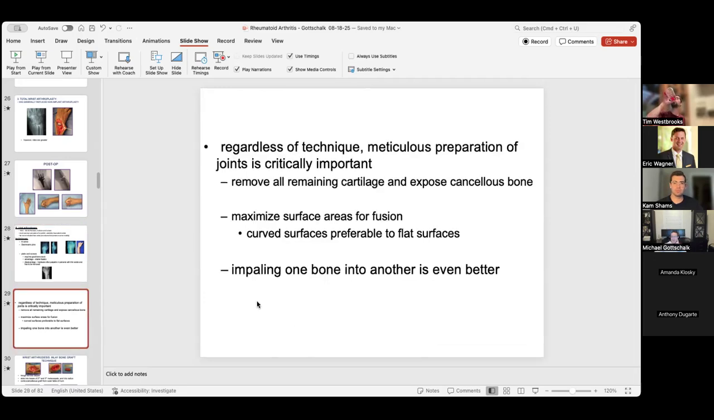So yet again, just like any other surgery that you do, it's indications of the patient. Not all RA patients are going to present the same way. Regardless of the technique, meticulous preparation of the joint is critical. Remove all excess cartilage, expose a little bit of the cancellous bone, and maximize surface area. Curved surfaces are preferred to flat surfaces, and or intussusception of one bone into another.